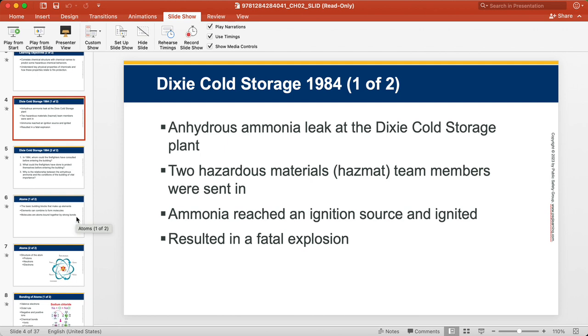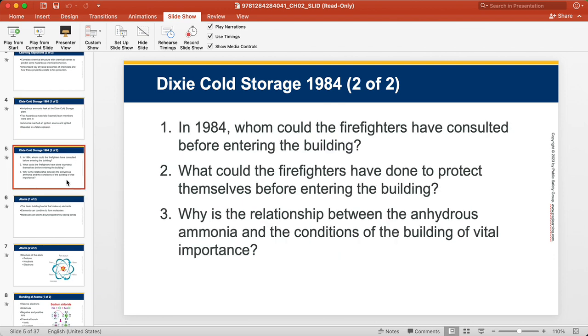The anhydrous ammonia leak at Dixie Cold Storage ended up with the hazmat team going in, and they had ammonia that was in between its LEL and its UEL, and it reached an ignition source. It ignited and resulted in a fatal explosion with obviously a great amount of fire. These are things we need to know as firefighters and hazardous material technicians. So take a deep dive on that and figure out what could be done. Here are some of the questions that they actually asked you to answer in the book in your case study. I've attached some other questions as well, so go ahead and take a look at that.